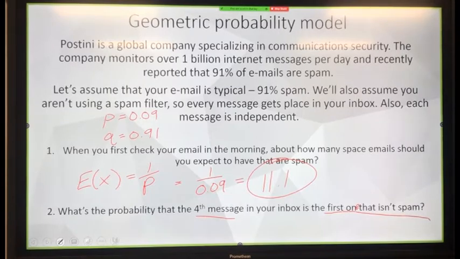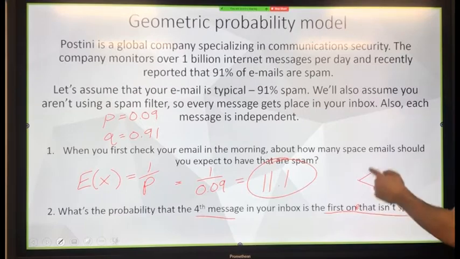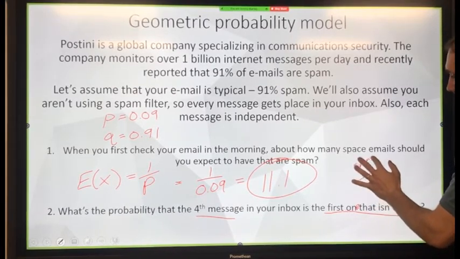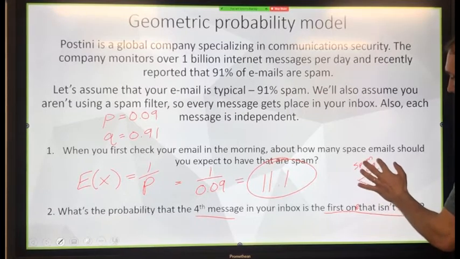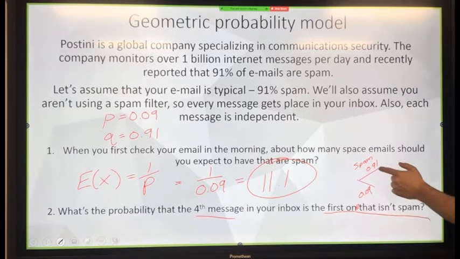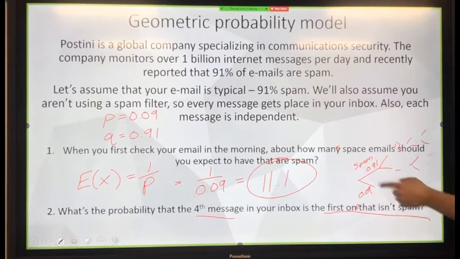Okay, so if I were to break this out into a tree, I know I either have good or bad, right? So spam gives me 0.91 and not spam is 0.09. Then I get another email and I'm breaking that out to spam, not spam, and so on. So I have this tree and I have to do some multiplication. But there is an easier method to find this probability.